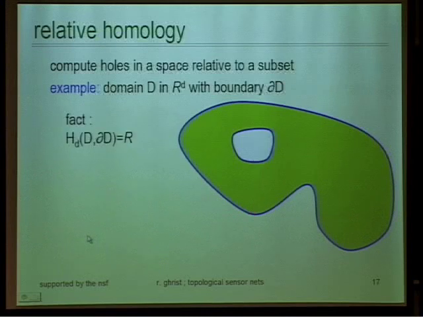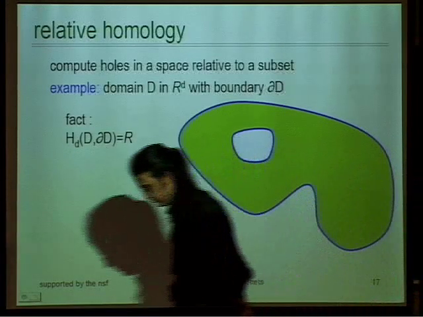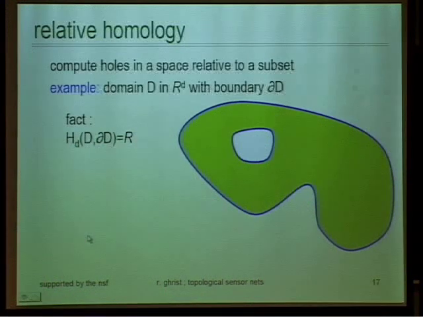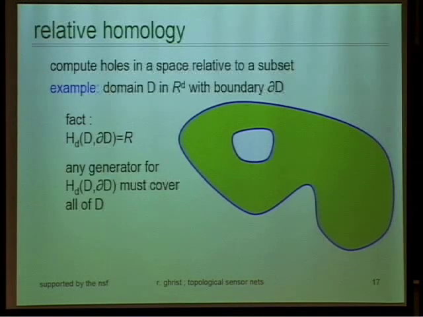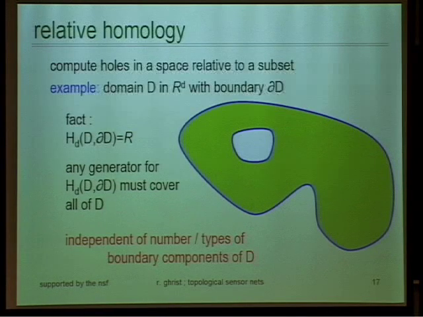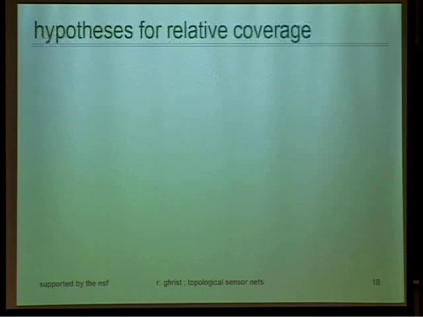OK, great. So what makes a coverage criterion work is the fact that if you look at the top dimensional Betti number of the homology of the domain rel the boundary, you get 1. And any generator for that relative homology group has to cover the entire domain, independent of the topology of what that boundary looks like, independent of how many components there are. And that's what's going to drive our coverage criterion.